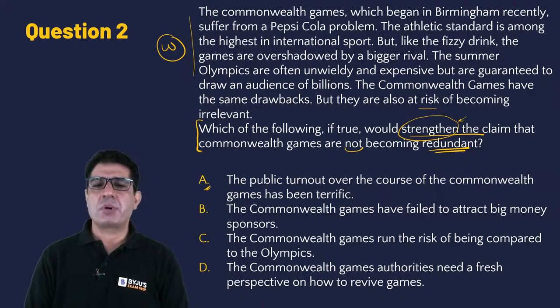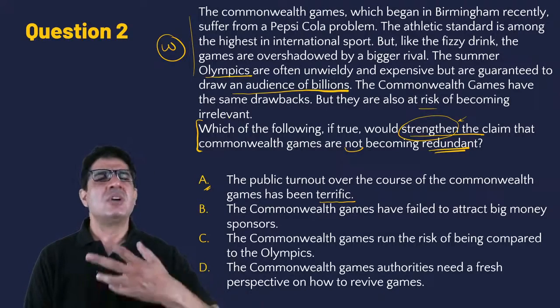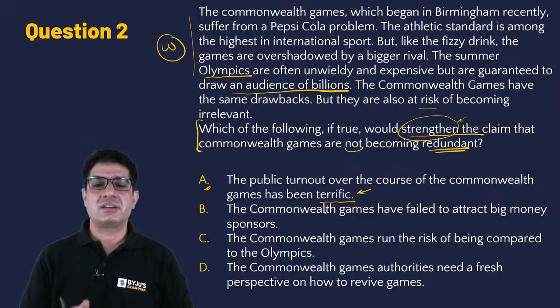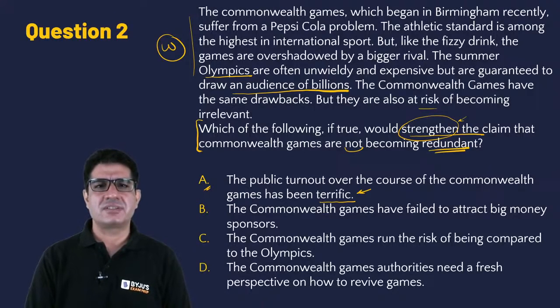Let's look at A. The public turnout over the course of the Commonwealth Games has been terrific. So look at this. We are saying that when it comes to the Olympics, it is guaranteed to draw an audience of billions. So the assumption is that the Commonwealth Games would not draw that kind of audience. But A says that in the recent games, the turnout has been terrific, fantastic. Terrific is a very positive word, right? So this contradicts the assumption, and therefore A would definitely weaken the argument. This can be our answer.